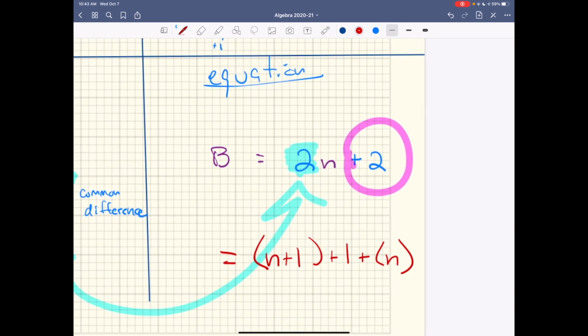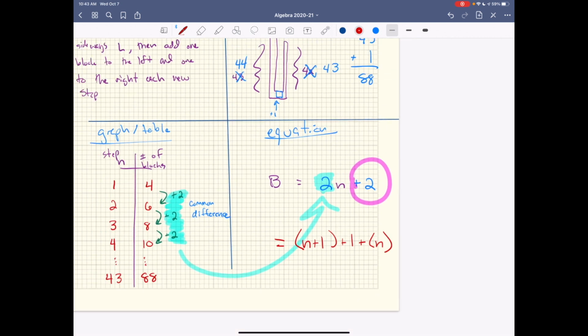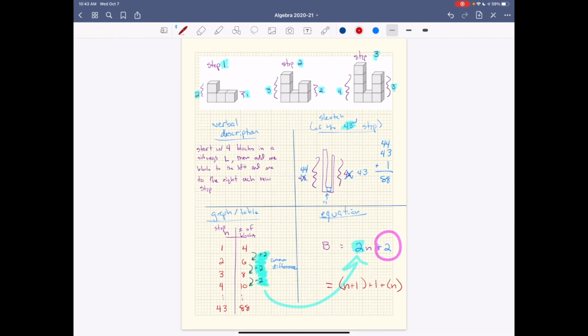Yeah, because we can combine like terms. The n's go together, n plus n is 2n. The 1's go together, 1 plus 1 is 2. So these are definitely the same. But where am I coming up with that n plus 1 plus 1 plus n thing? What do you think I mean?